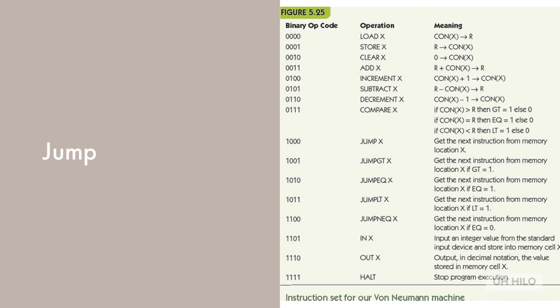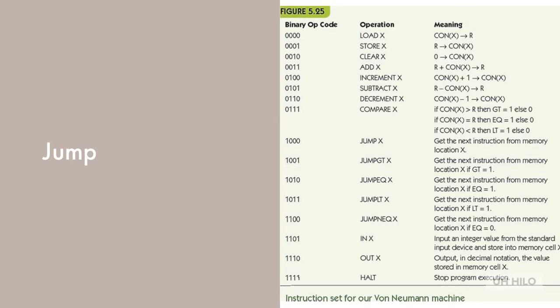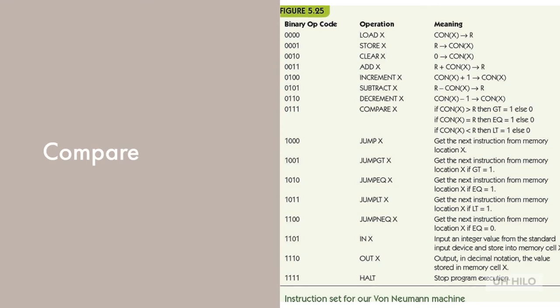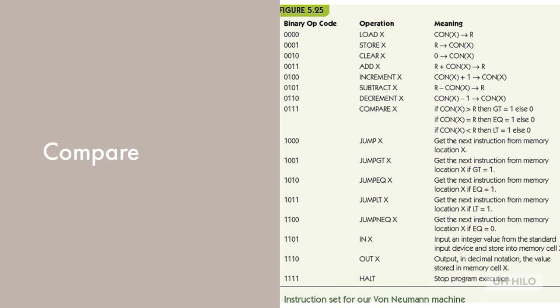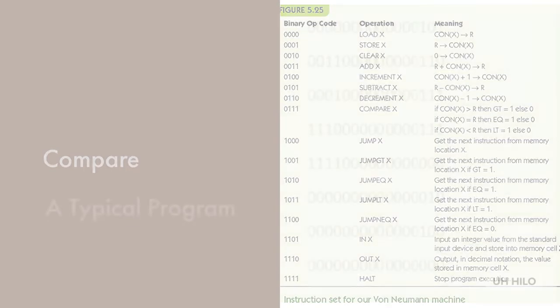Jump means to get the next instruction from location X. We need to send the address from the instruction register to the program counter and then fetch it. This instruction is useful for loops, subroutines, and even for conditional statements. We can also do comparisons with the compare X command, which compares the contents of address X with what is in the register. We use the result to set the condition code registers of greater than, less than, and equal to. This is useful for conditional statements and for controlling entry into loops when combined with jumps.